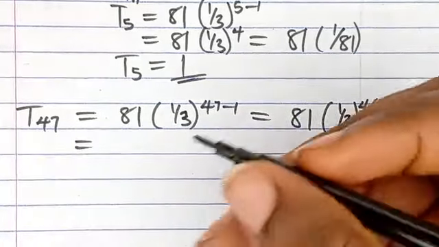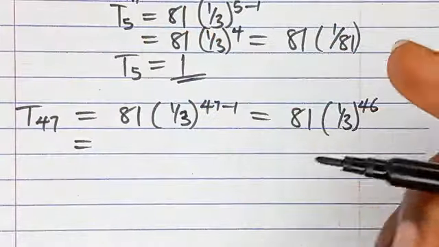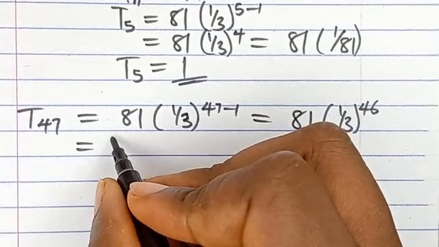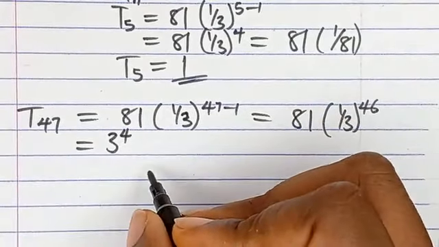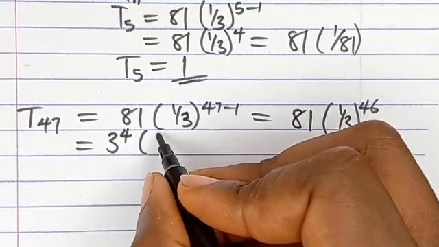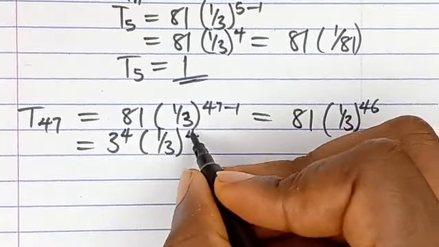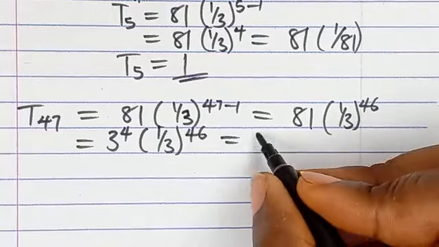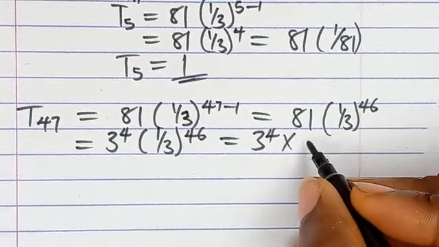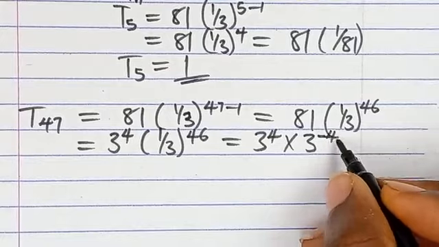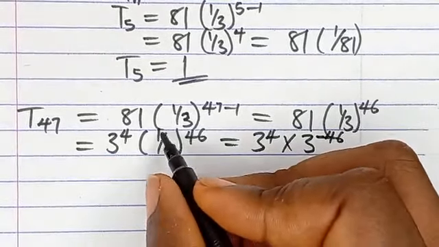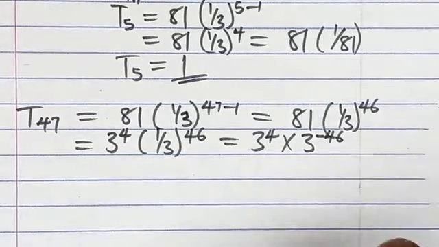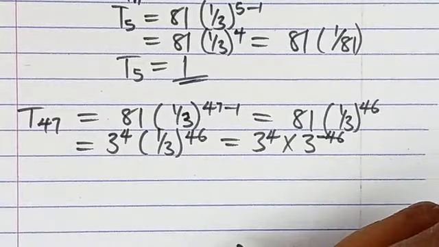So let's bring 81 into base 3. So from the previous example, we have that 3 raised to power 4 is equal to 81. So we have that 81 is equal to 3 raised to power 4. Times 1 over 3 to the 46. Now we can further get this to the same base. That's saying 3 raised to power 4 multiplied by 3 raised to power negative 46. That is to eliminate this fraction. To bring it up, the inverse, we have to introduce negative to the index.